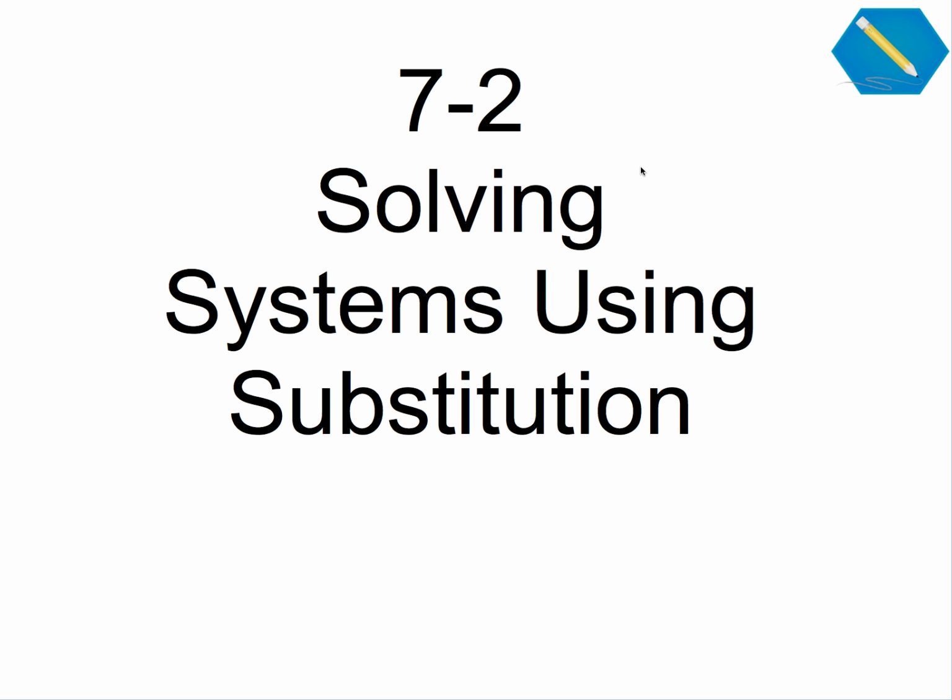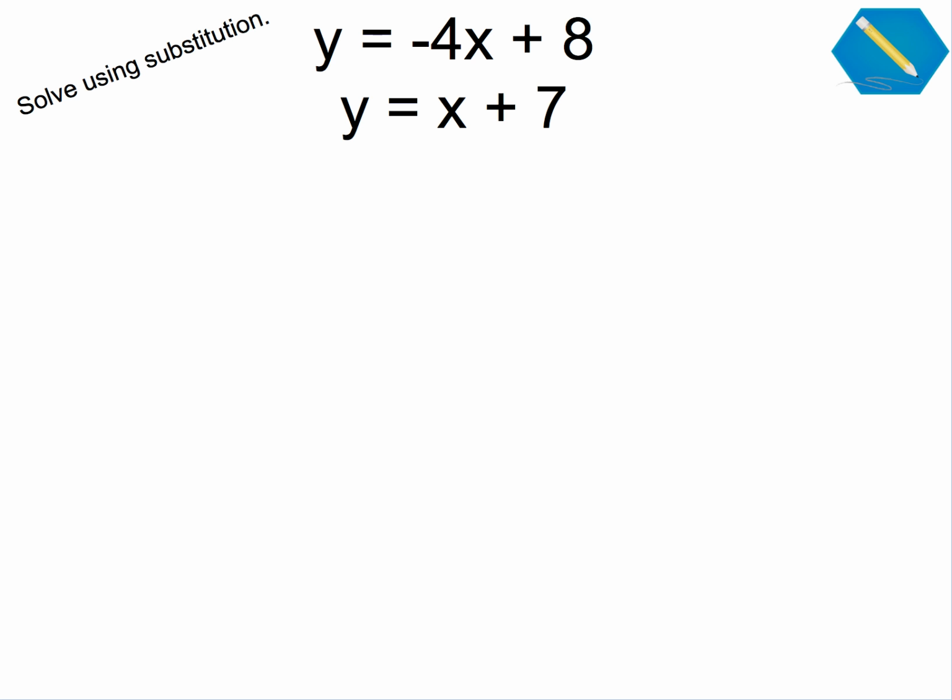Today's lesson is on Chapter 7, Section 2, Solving Systems Using Substitution. So we're still trying to solve a system, meaning just like with the graphs, we're trying to figure out what ordered pair will work for both equations. But instead of graphing it now, we're using what's called substitution.